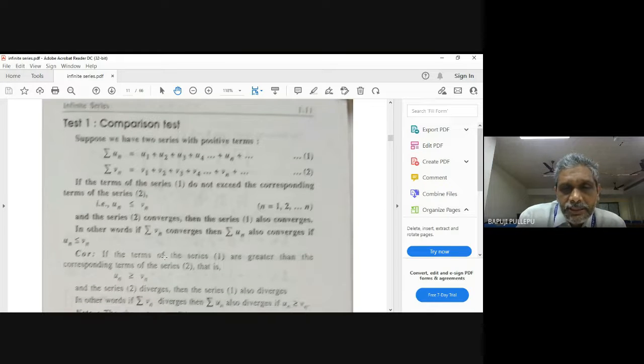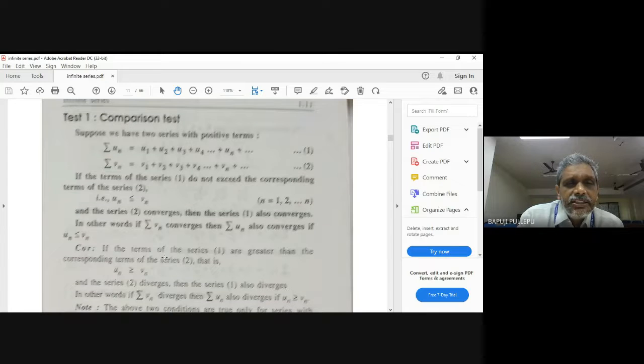The terms of this, you can read again and check whether you understand or not, and tell me. You have two series with positive terms, u1, u2, u3, un, and v1, v2, v3, vn. If the terms of series 1 do not exceed the corresponding terms of series 2. Correct? Means what? Corresponding means what?